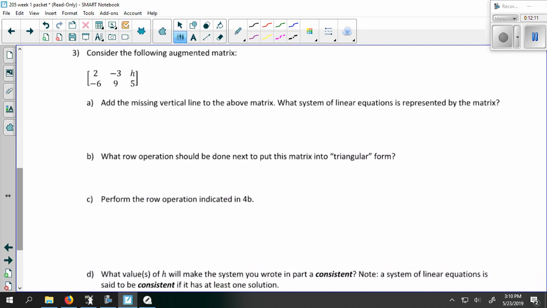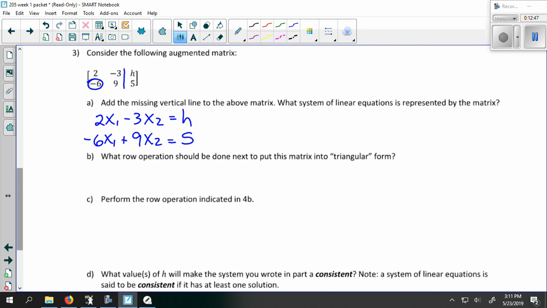Okay, here's an augmented matrix: 2, -3, h, -6, 9, 5. Add the vertical line. What system of linear equations is represented by the matrix? This says 2x1 minus 3x2 equals h, and -6x1 plus 9x2 equals 5. What row operation should be done next to put the matrix into triangular form? I need that to be a 0. I want to use row 1 to eliminate everything in column 1 below row 1.